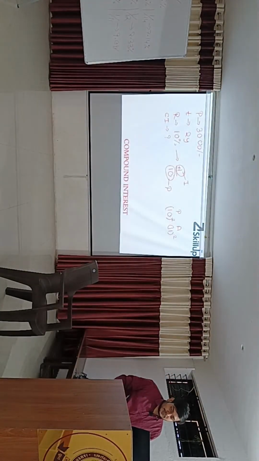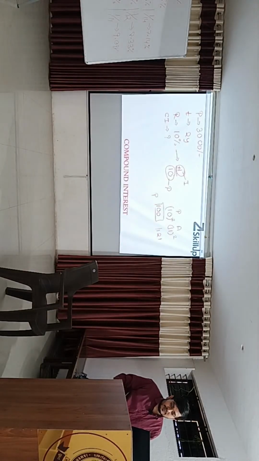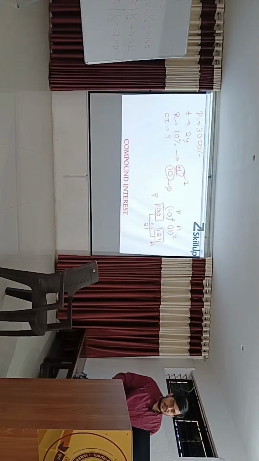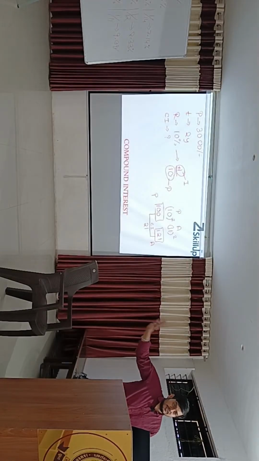10 squared is 100. 11 squared is 121. 100 is the principal. 121 is the total. From the total, if I remove the principal, then I get the compound interest. What is the compound interest? 21. Did you understand this part?